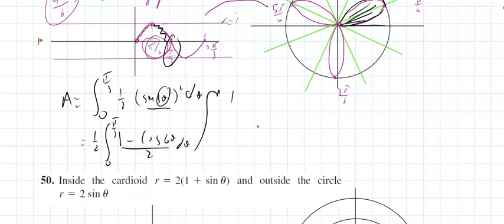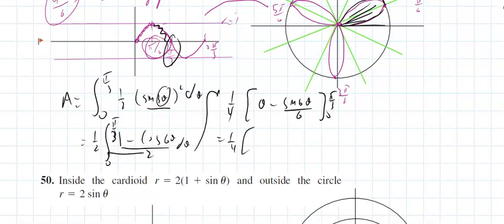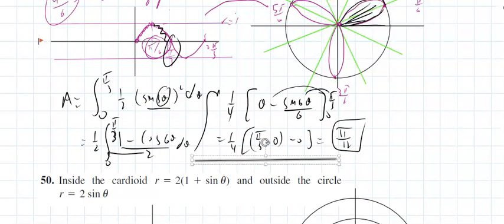And that would be 1/4, if I take this 2 out, of what? Theta minus the sine of 6 theta divided by 6 evaluated from 0 to pi over 3. That is 1/4. If you put pi over 3 in there, 6 times that is 2 pi. Sine of 2 pi is 0. When you put 0, you get 0. So this is pi over 12. That's the area of this one leaf. And of course, if you want all of them, just multiply that by 3.